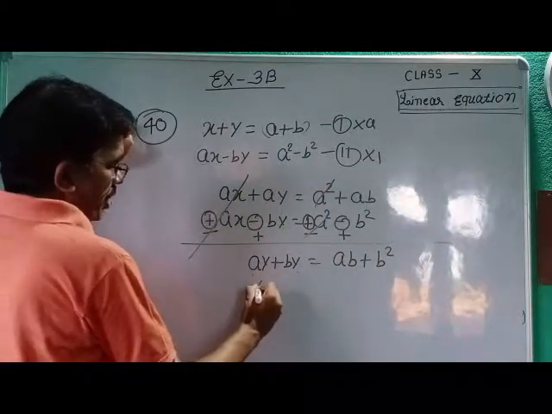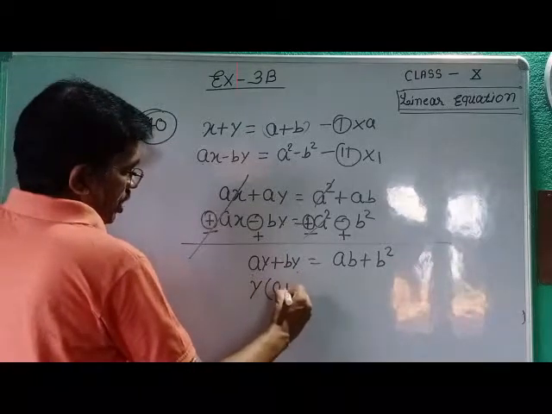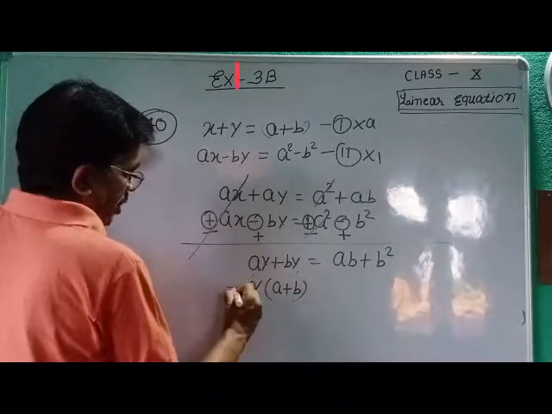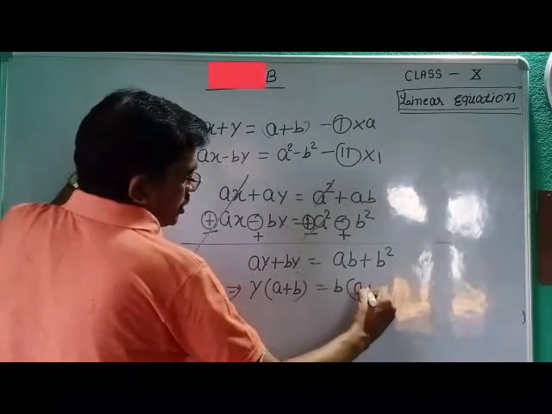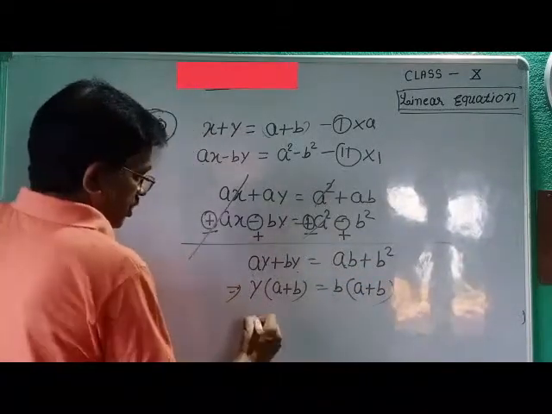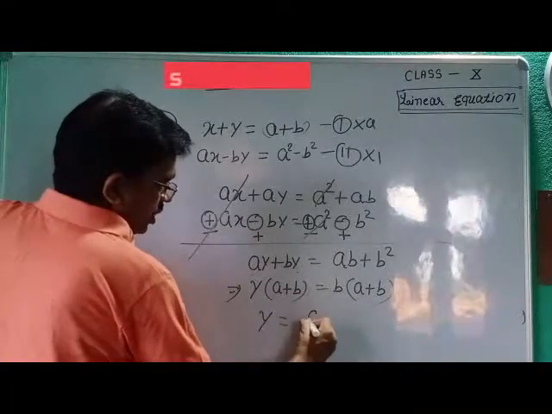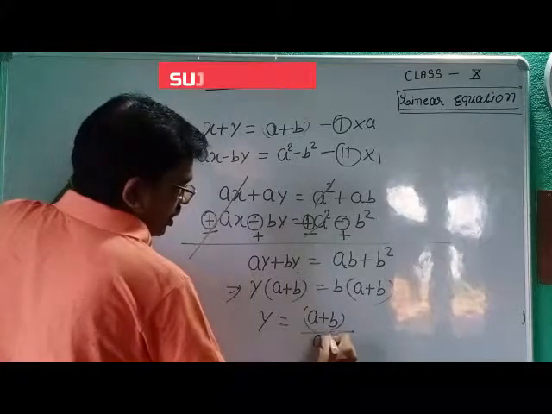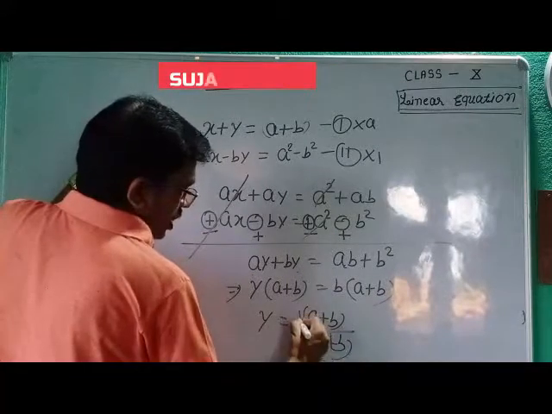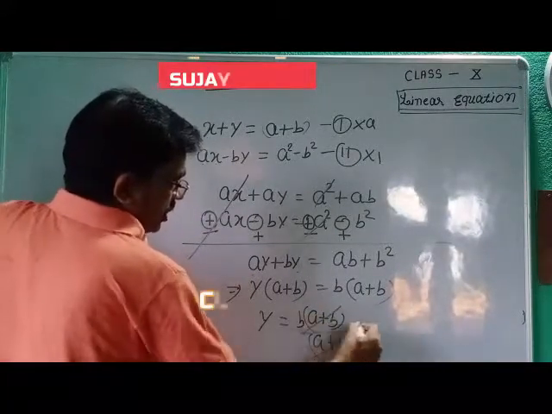Now here common is y, so it is in the form of a plus b. Here common is b, so here is a plus b also. So what is the value of y? It is equal to a plus b divided by a plus b, and here b is given. Then a plus b cancels.